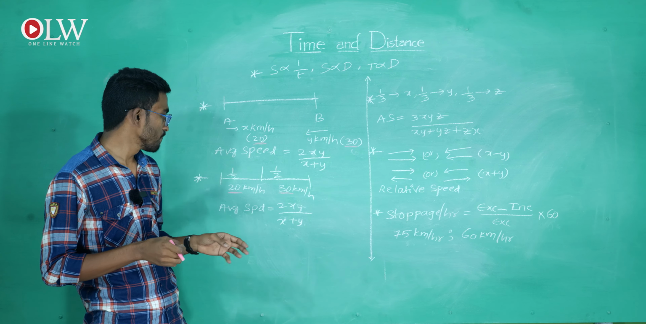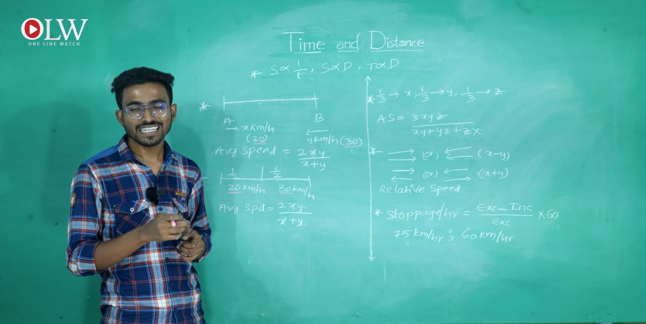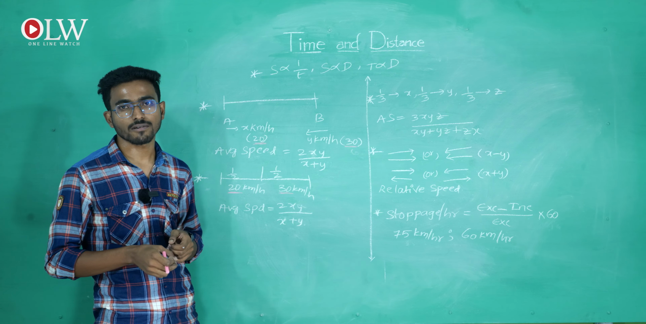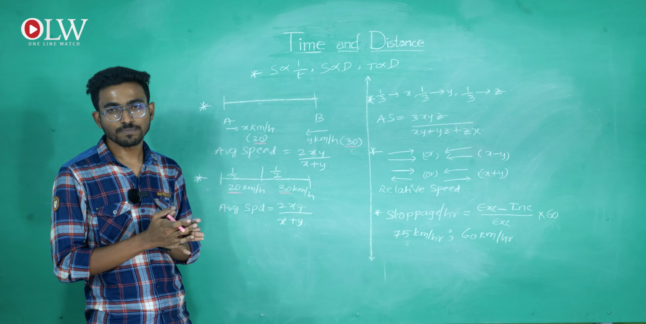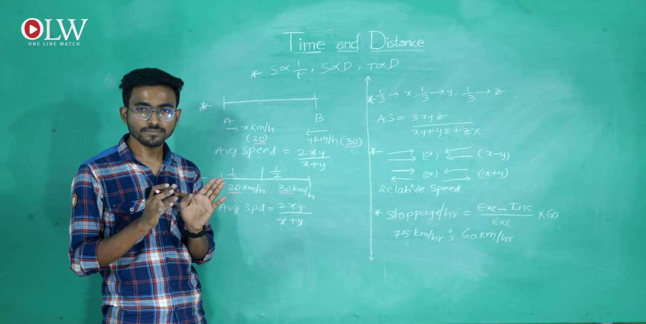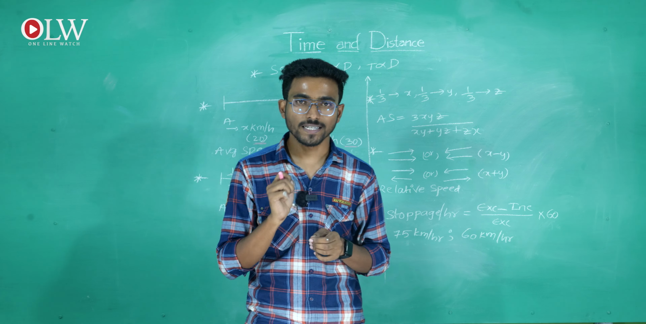See this second one, first half of the distance at x kilometers per hour, second half of the distance at y kilometers per hour. So same distance, right? In this case the average speed should be 2xy by x plus y, when you have only two speeds.